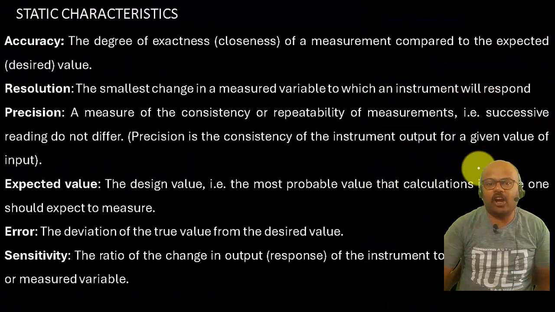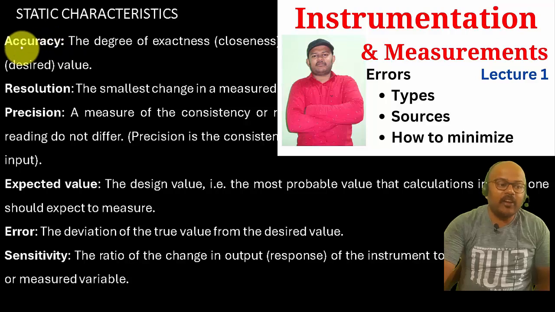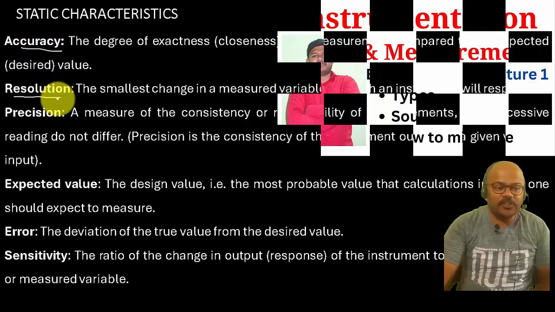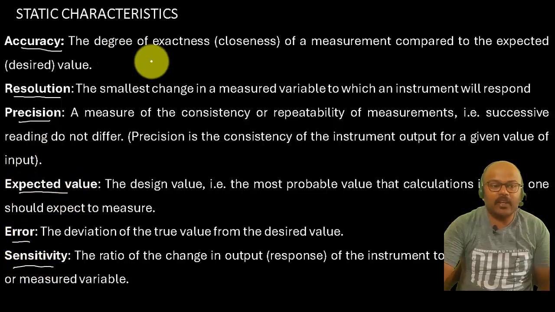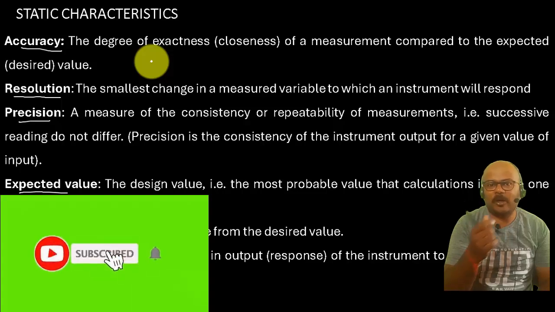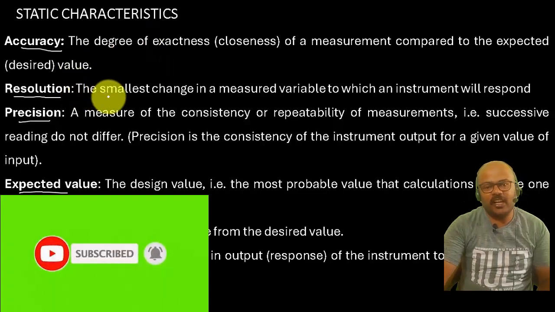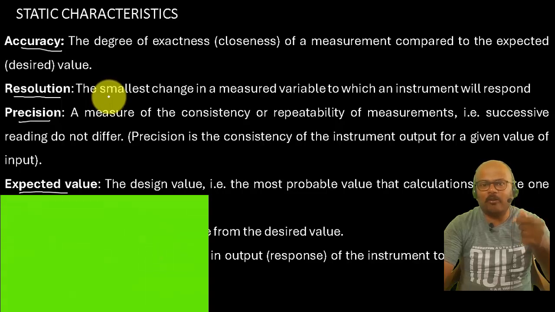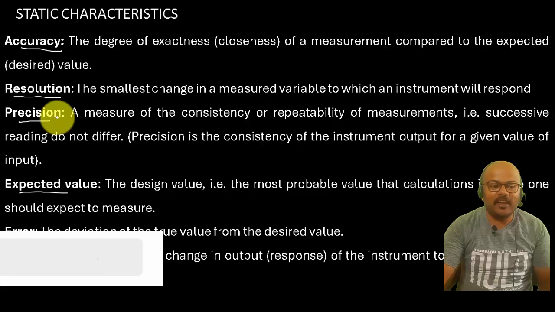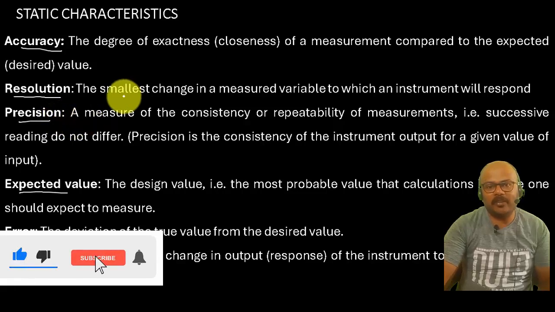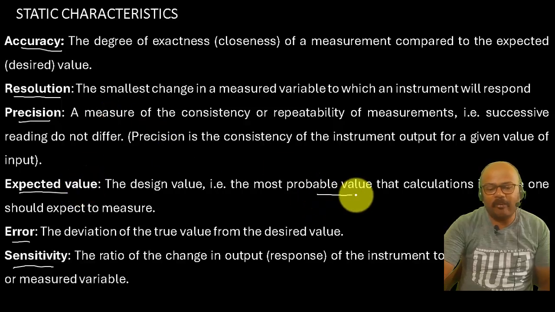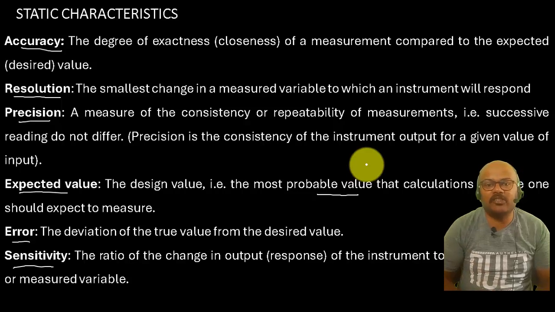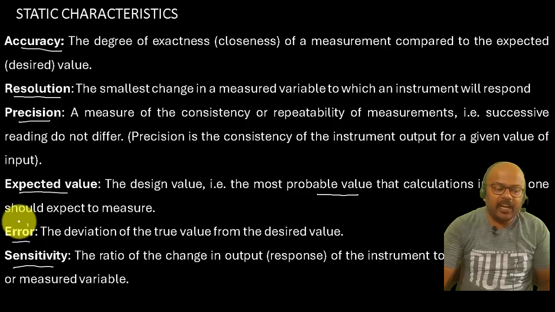In the previous video we have talked about the static characteristics of an instrument. We should have the accuracy, resolution, precision, expected value, error and sensitivity. These things we have discussed. In the case of accuracy, accuracy is defined as how close your measured value is with respect to the true value. In the case of resolution, it is the smallest change in the input for which your instrument is going to respond. Precision is nothing but repeatability, right? Next, expected value, as I told, is the most probable value, nothing but the practical value should be equal to the theoretical value.